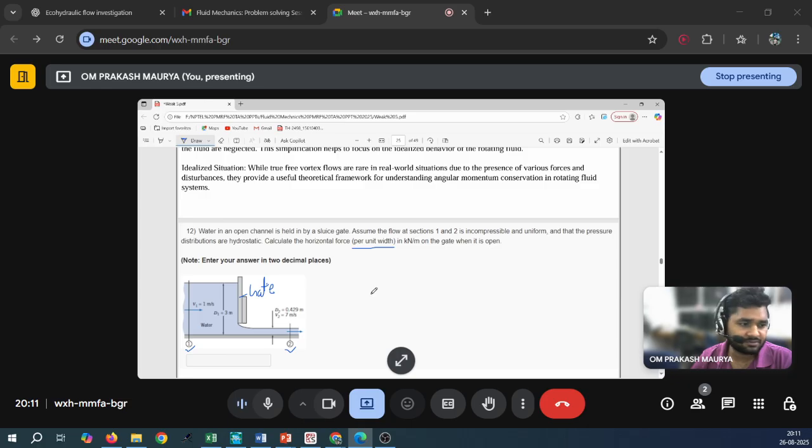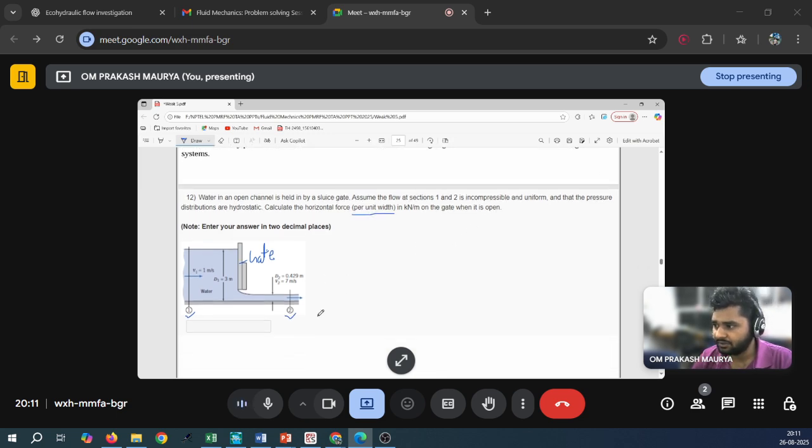That is, for the width you need to assume 1, because you need to calculate per unit width, in kilonewton per meter, on the gate, or when it is open. Okay, and here the depth is given. The flow depth here is 3 meter. Here flow depth is 0.429 meter, and here your velocity is 7 meter per second. Here velocity is 1 meter per second.